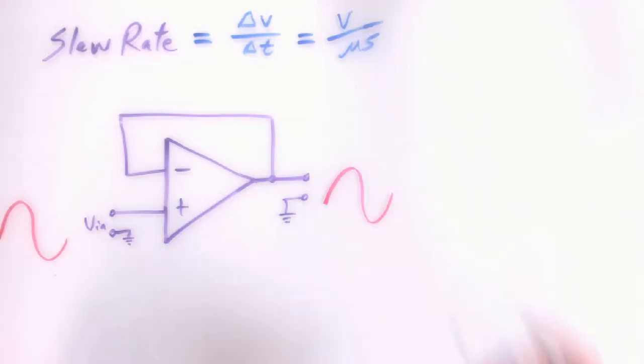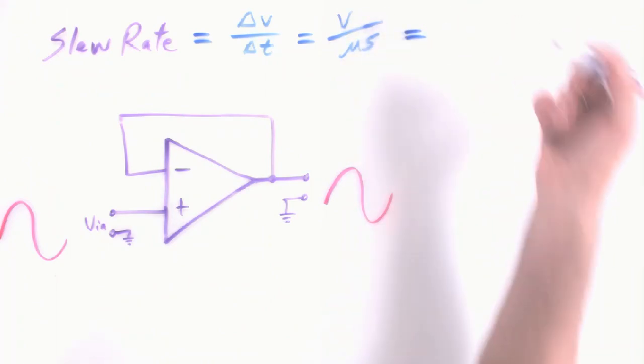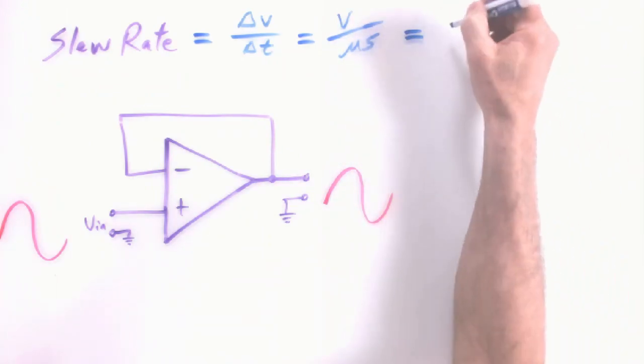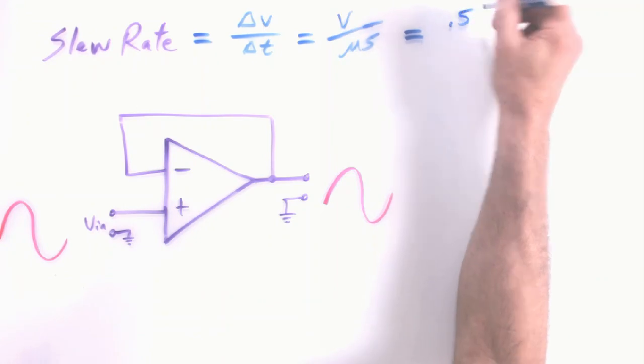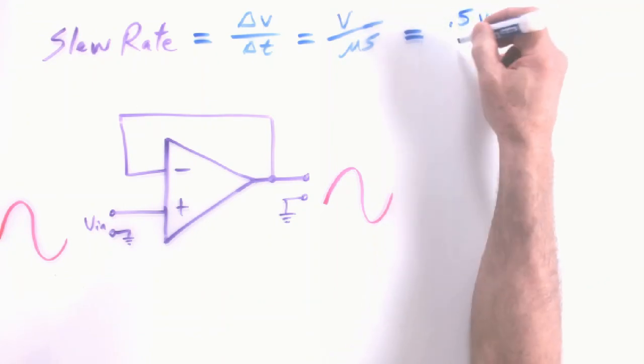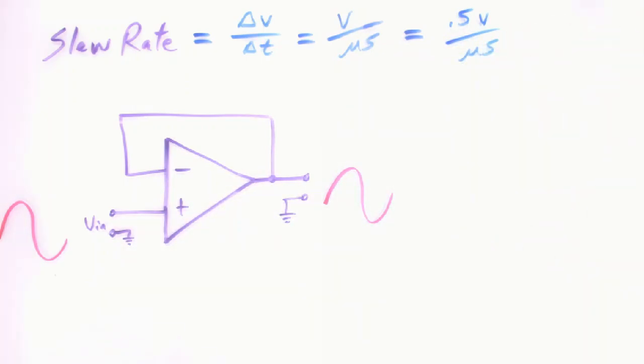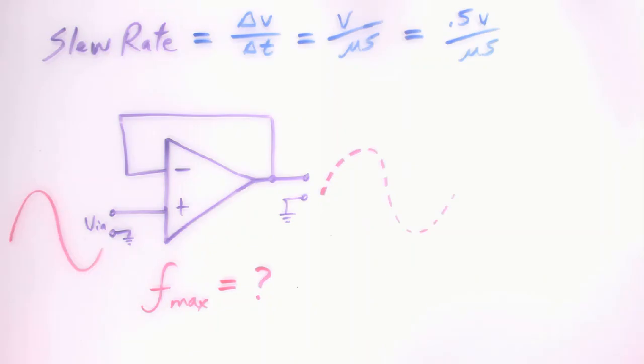So let's pick an example number for slew rate. Let's say we have an op amp and it has a speed of maybe half a volt per microsecond. That's how fast the output can change. You can use this slew rate to tell you the maximum frequency that the op amp can handle for a sine wave. So let's do that.